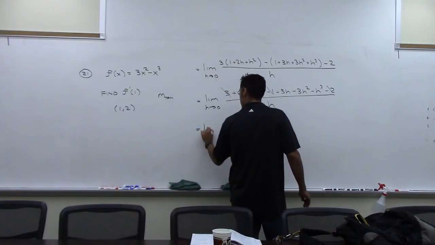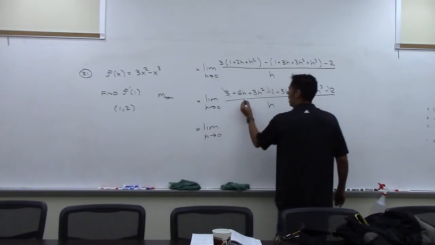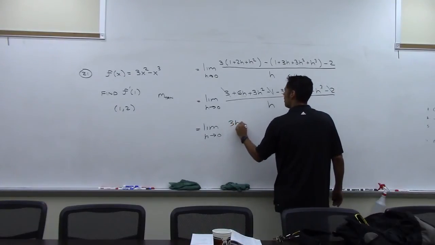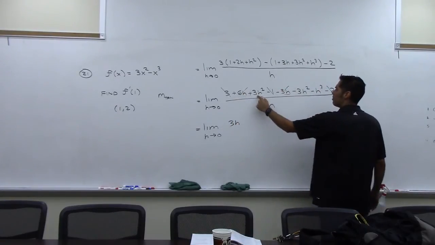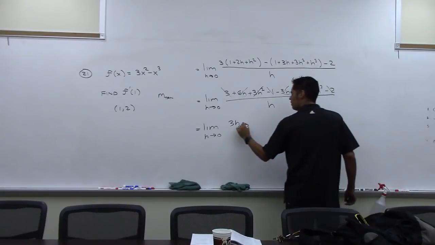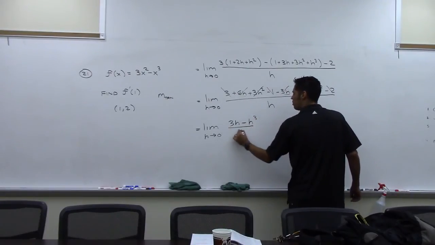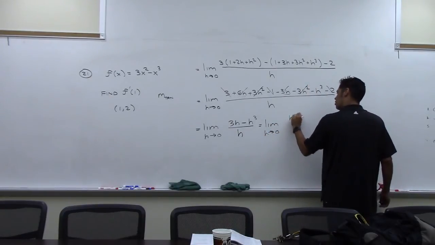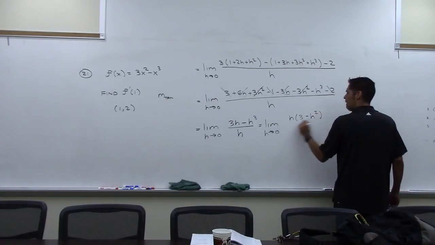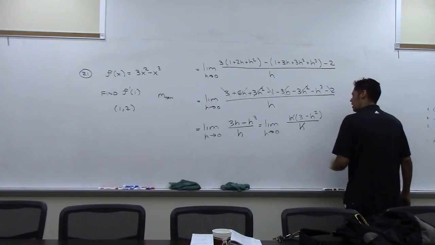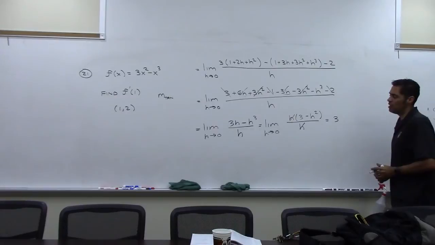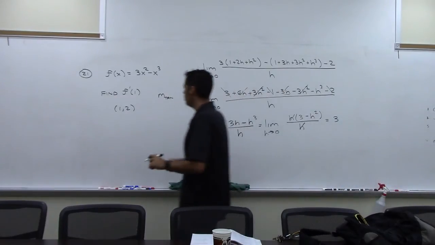So equals the limit, h goes to 0. Let's see how many h's I have. 6 h's, take away 3 h's. That leaves me with 3h. Okay, I've done that now. h squared, 3h squared minus 3h squared. Oh, those are actually gone. And then I have minus h cubed, all of that over h. Factor an h out of the numerator. So h, and then 3 minus h squared, and then over h. Cancel. Let h go to 0, and that goes away. We get just 3. So the slope of the tangent line to this curve at the point 1, 2 is 3.